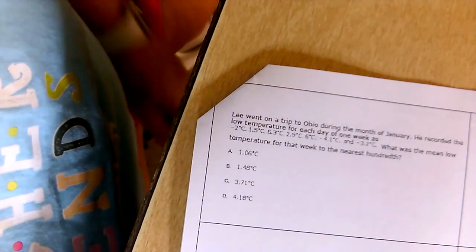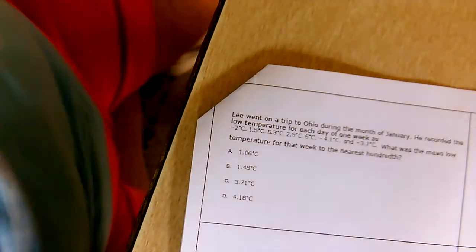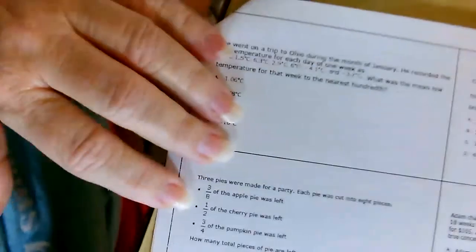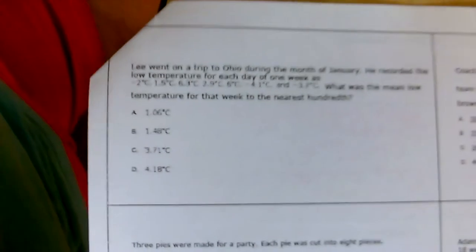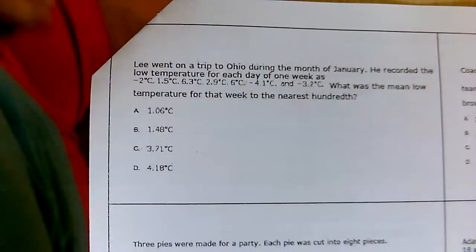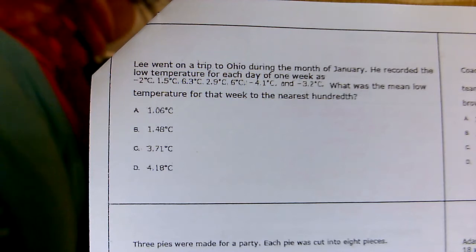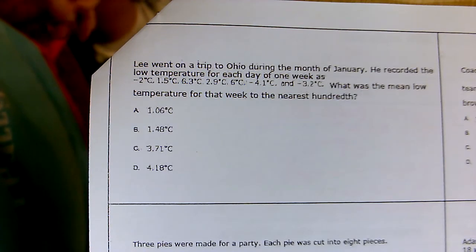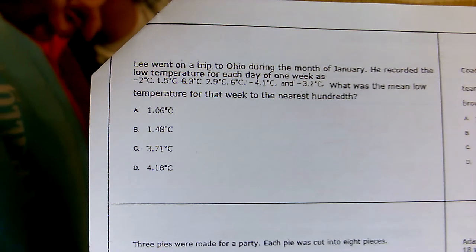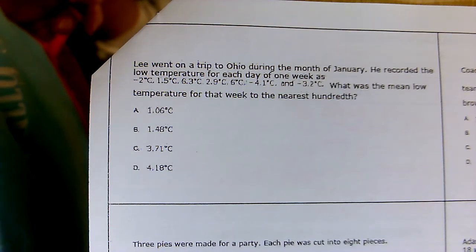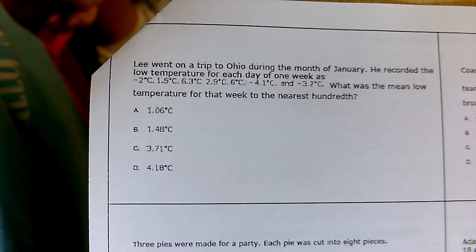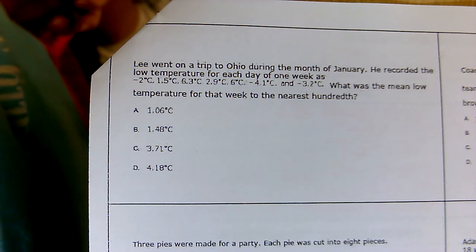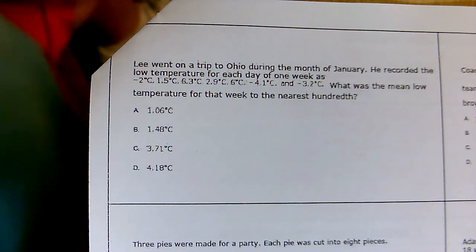All right, Lee went on a trip to Ohio during the month of January. He recorded the lower temperature for each day of 1 week as -2, 1.5, 6.3, 2.9, 6, -4.1, and -3.2. What was the mean low temperature for the week to the nearest 100?